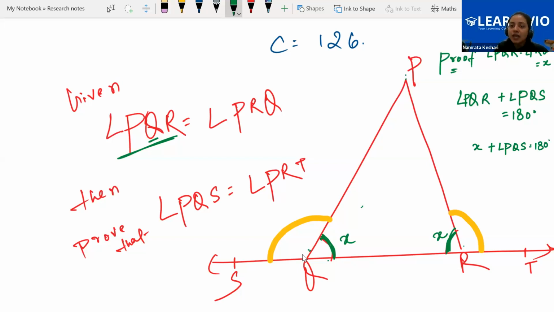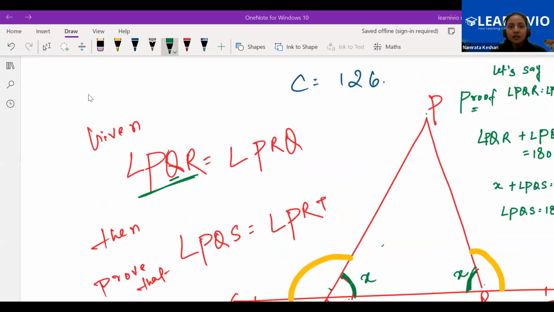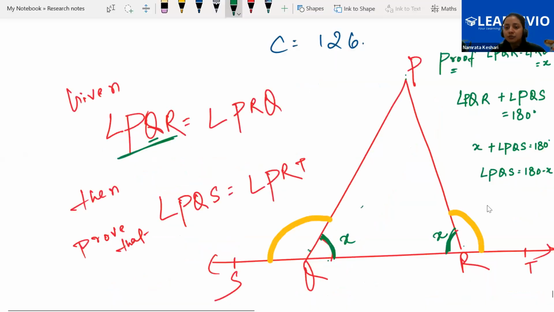So can you tell me what will be angle PQS? 180 minus X. 180 minus X. Is it making sense to everyone? Yes, ma'am. Yes, please respond, other students. Yes, ma'am. Sarah, Mohammad Rafi, are you getting it? Yes, ma'am. Hanan, Parthi, yes, ma'am. Okay, so this is how we can write angle PQS.